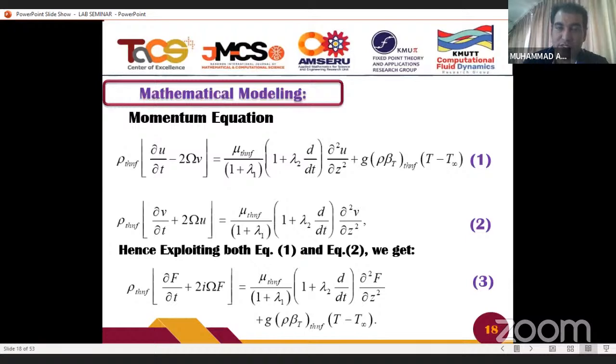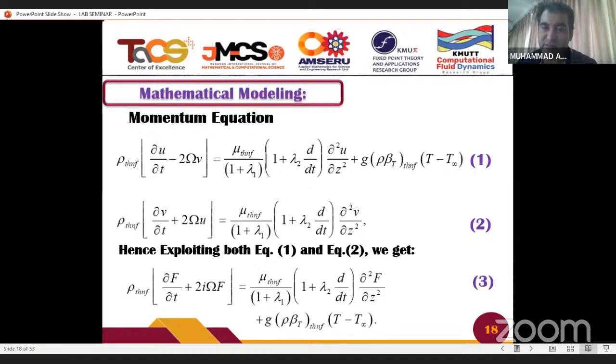So using the Navier-Stokes equation and some basic mathematics, we get the system of equations. As the fluid is moving in a rotating frame, it has a primary and a secondary velocity. The primary velocity is represented by U and the secondary velocity is represented by V. So momentum equations 1 and 2 are the momentum equations of primary and secondary velocity. Then by combining equations 1 and 2, we get system 3. So we get the complex velocity.